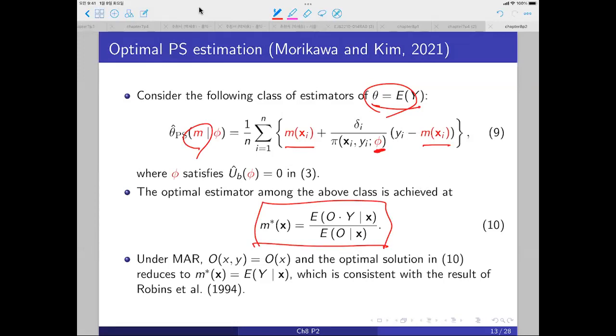Now suppose MAR. If MAR, then the response probability is a function of X only, so it is free of Y. Then it can go outside and cancel out. So it will disappear, and this will be just Y given X, which is the result that we already studied in chapter 7. I think it was theorem 7.1 or something.